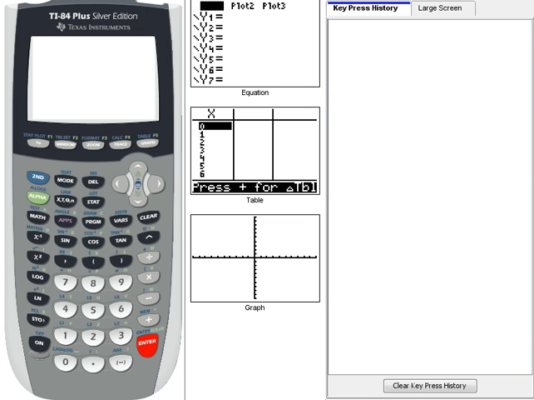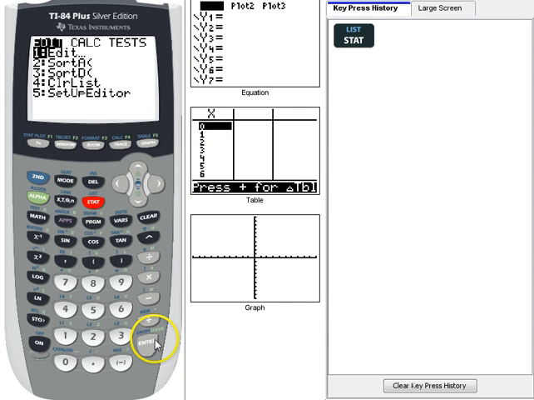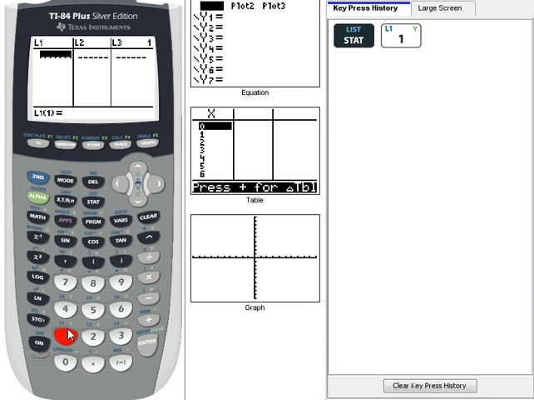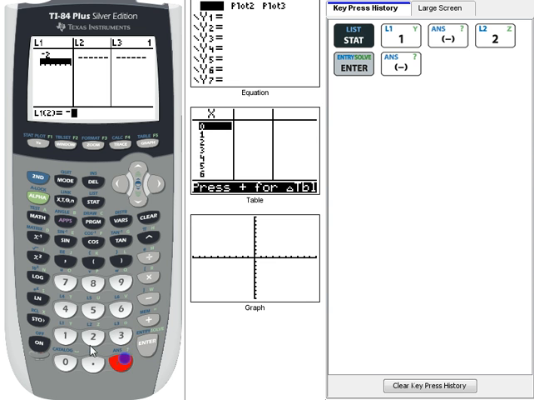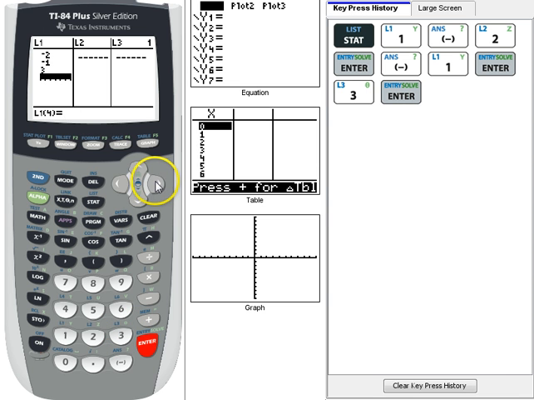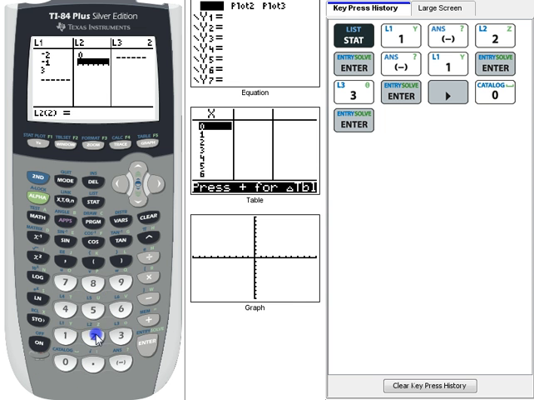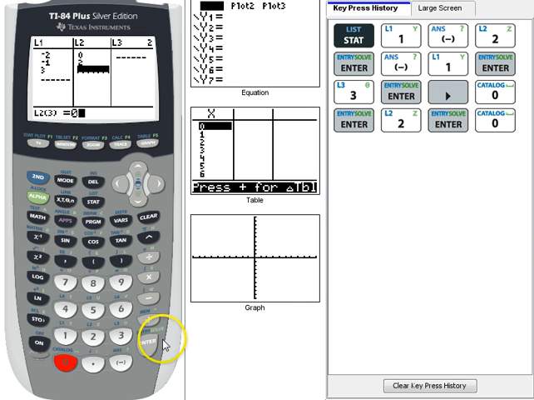So the first thing that we want to do is we want to hit our stat button and then choose that first option to edit. And in L1, you want to type in your x value. So we have -2, and then -1, and then 3. Scroll over to your L2 for your y values. We have 0, 2, and 0. Make sure you put those in the correct order.